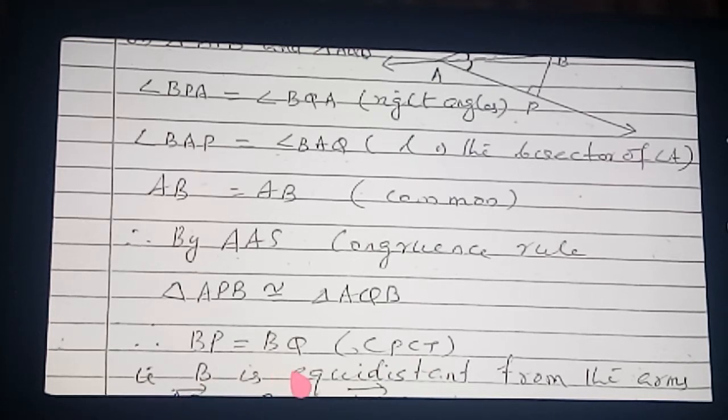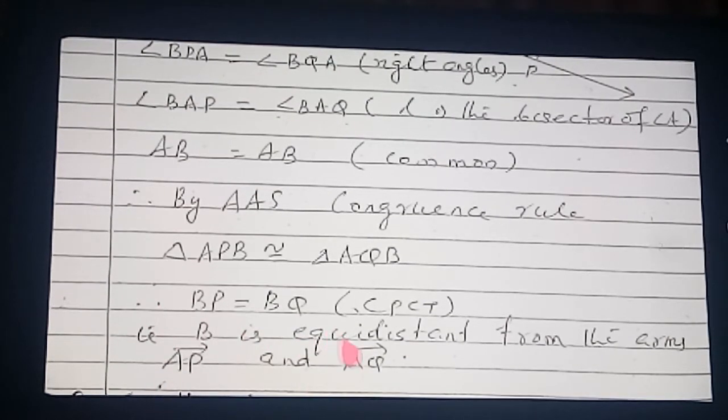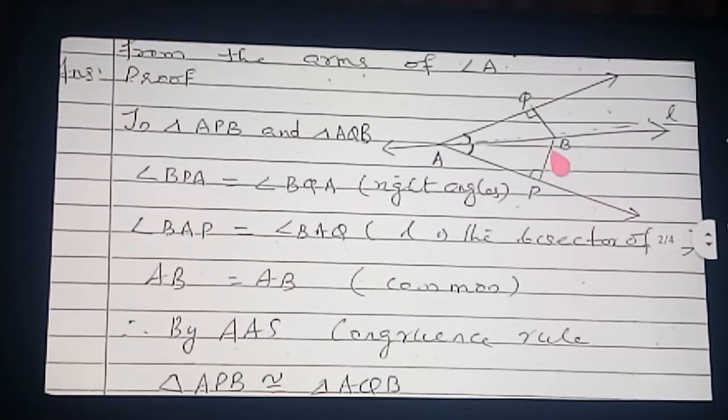That is, B is equidistant from the arms of angle A. Which are the arms? Arms AP and AQ. BP and BQ are equal. BP and BQ being equal means B is at equal distance from the arms. Okay.